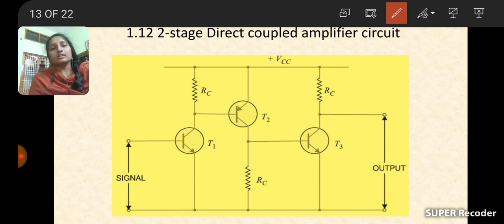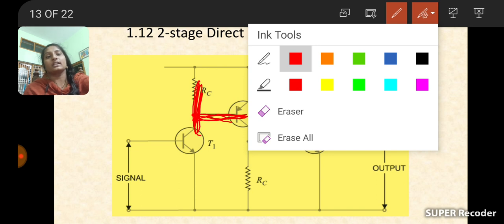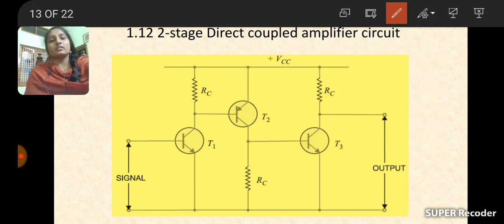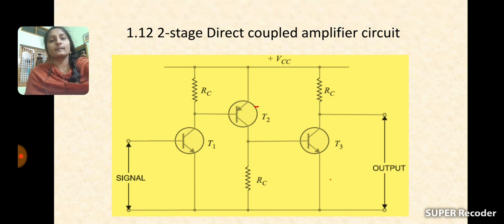So see here, the output of this stage T1 is connected to the input of T2 without using any capacitor or transformer. So that it is called what? Direct coupled amplifier. Okay, so that it is called what? Direct coupled amplifier.